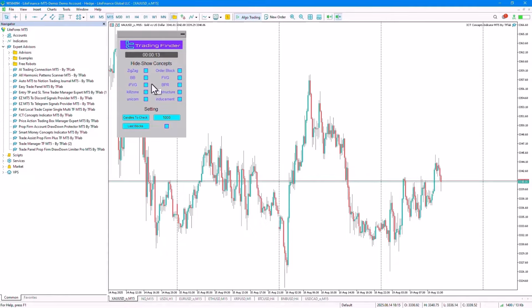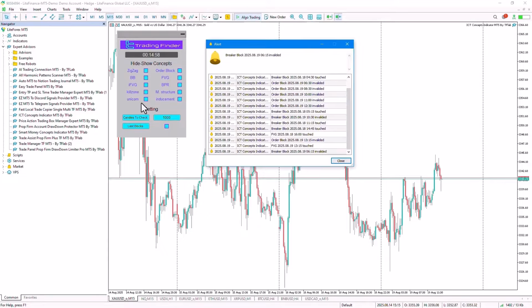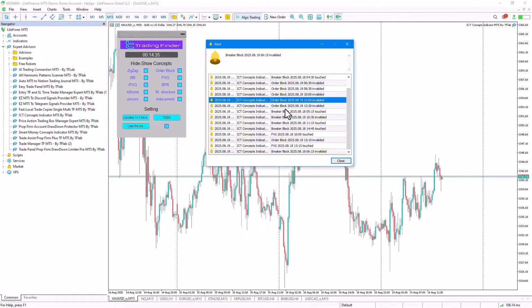In the panel section, we can manage various settings such as displaying zigzag lines, order block zones, broker block, FVG, IFVG, BPR, kill zone, market structure, unicorn model, and finally, this document section, where we can activate or deactivate different options. In this section, we can also see that a warning message has been issued for us regarding a broker block zone being touched. In previous messages, we can also see warning statuses related to various zones becoming invalid.